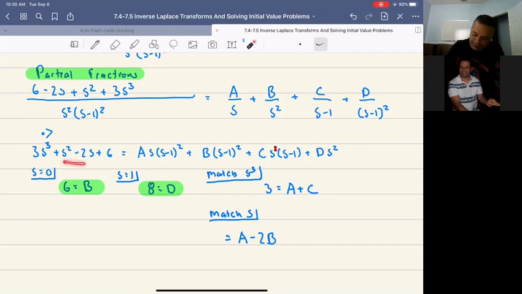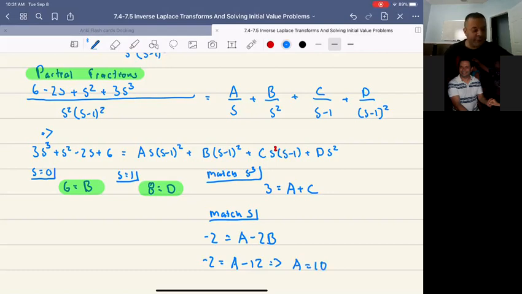So then that has to equal, on this side, just negative 2. But I also know b. b is 6. So negative 2 equals a minus 12. a equals 10. Well, if a equals 10, I can go back up here and say that c then has to equal 7. So we have our constants.